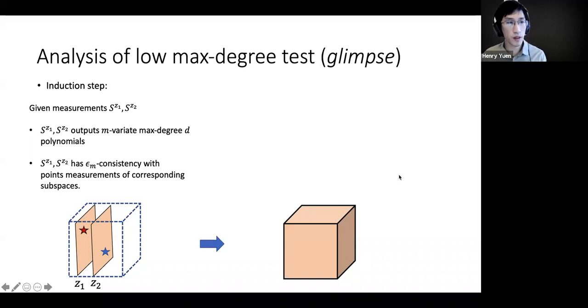So just to give a little more detail, we have these two measurements, SZ1 and SZ2. These measurements output m-variable, max degree D polynomials. And we know that, let's say, they have some consistency with the point measurements of the corresponding subspaces. So this SZ2, when we make this measurement, has good consistency with the point measurement given by the star. This star is some point in the whole vector space, in this whole cube. If we make that point measurement, that's the same as making the subspace measurement and then evaluating at this point. Okay, similar for this SZ12.